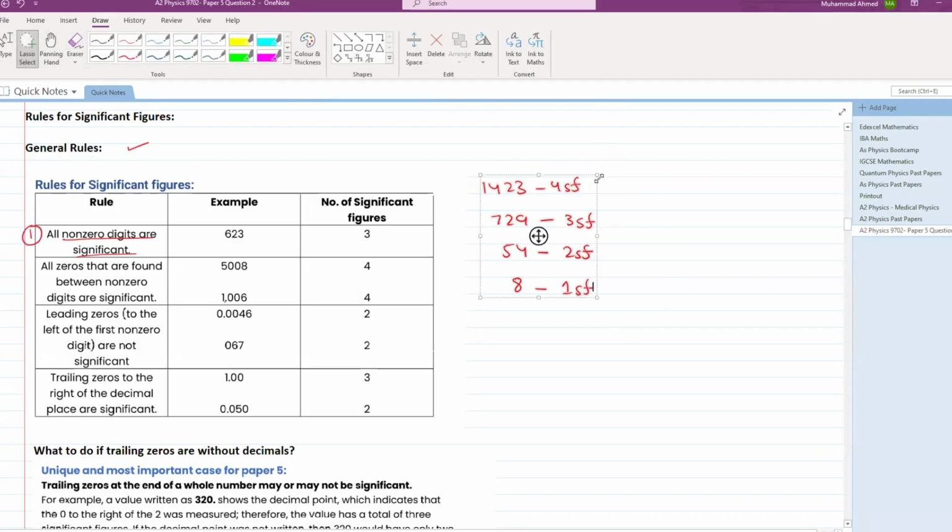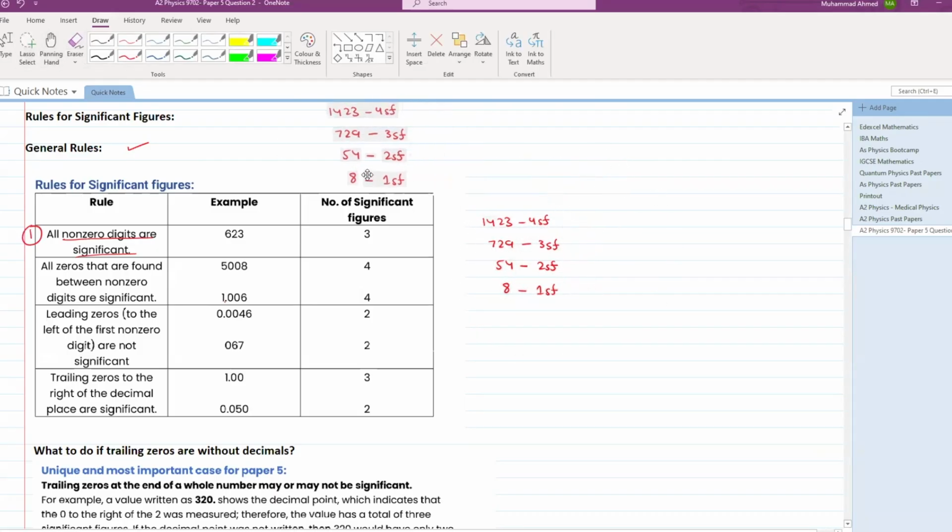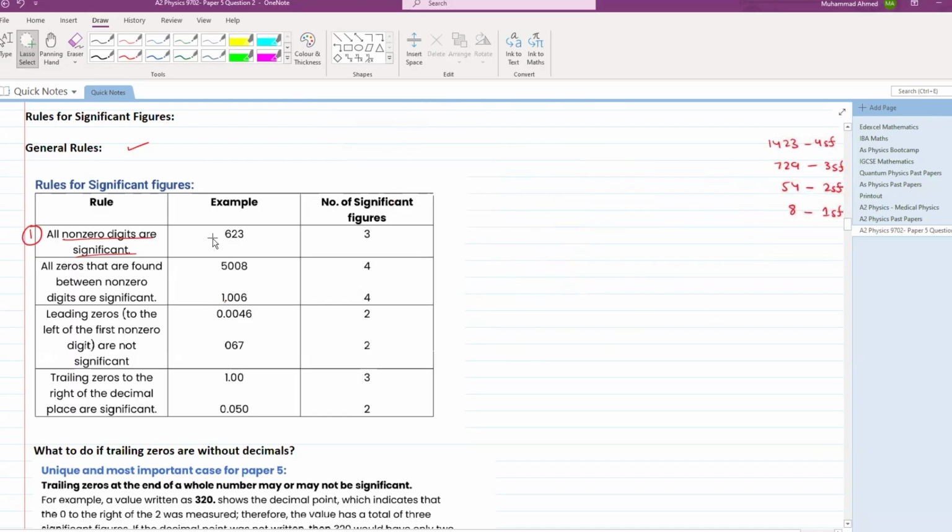Let's move on to rule number 2. In rule number 2, what is written? All zeros that are found between non-zero digits are significant. Perfect. So this 0 and this 0 that are found between non-zero digits are significant. What is the total number of significant figures here? 1, 2, 3, 4. The total number of significant figures here is 4.